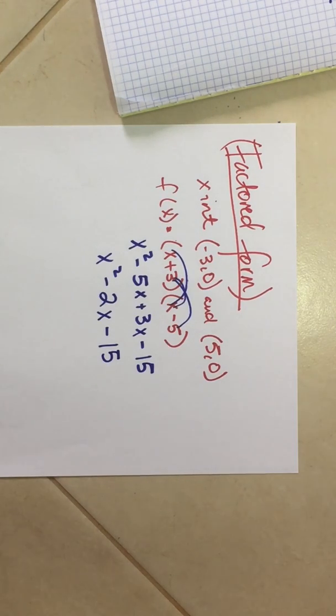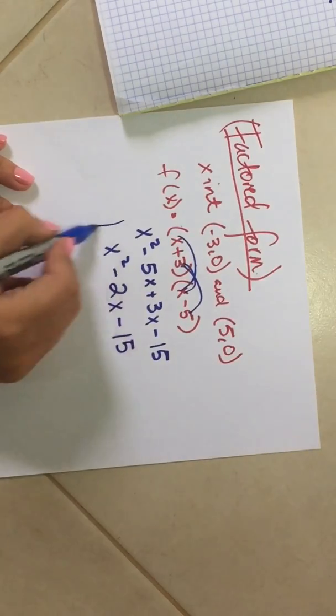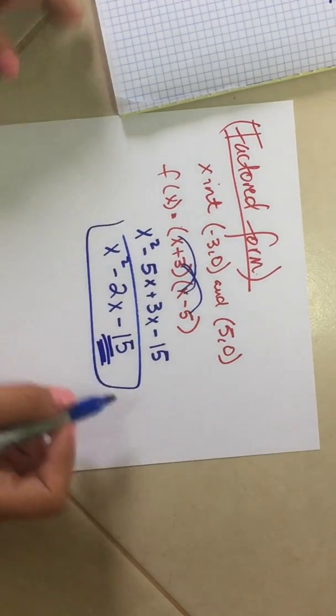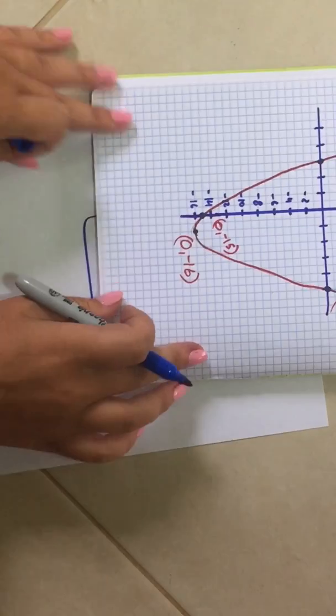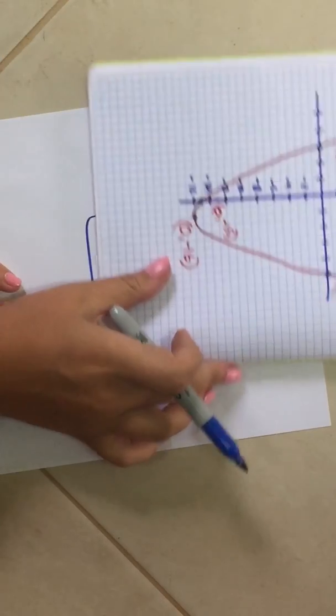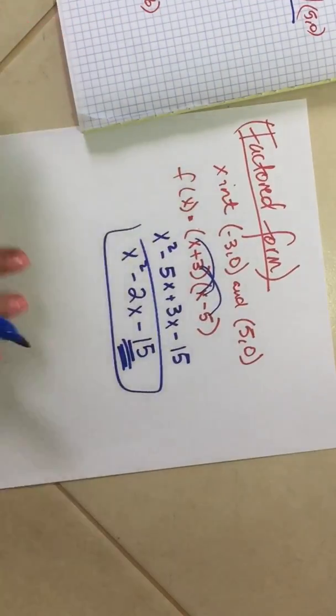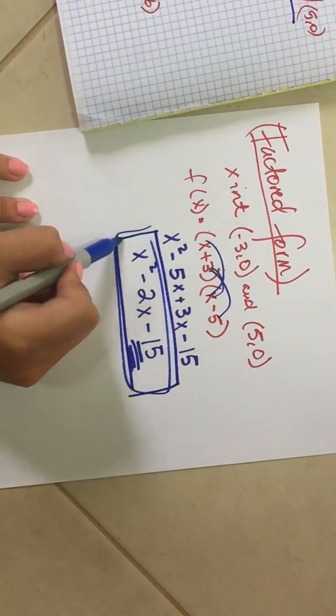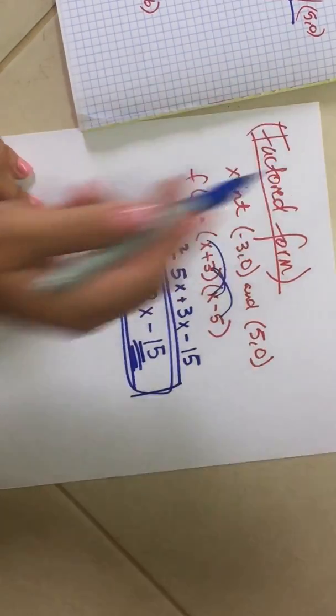So we got our standard and factored form from our graph. And remember how I said that the y-intercept in our standard form function is this last number. And by looking at our graph again, we can see that the y-intercept is (0, -15). So it matches up. So it's good. So this is how we can find a quadratic function by looking at the graph.